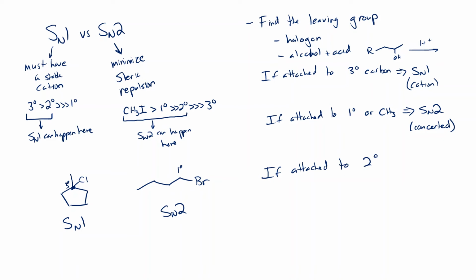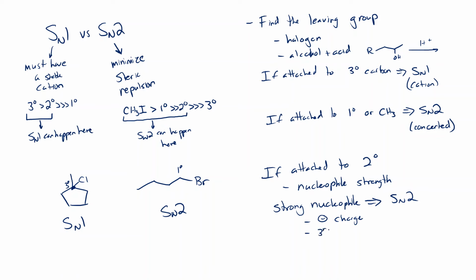your work is not done. Then we have to look at nucleophile strength. So nucleophile, of course, is just the base that's going to add to that position. If you have a strong nucleophile, that will favor SN2. Strong nucleophiles are things with negative charge. They have lots of electrons to share. That's always a good thing.